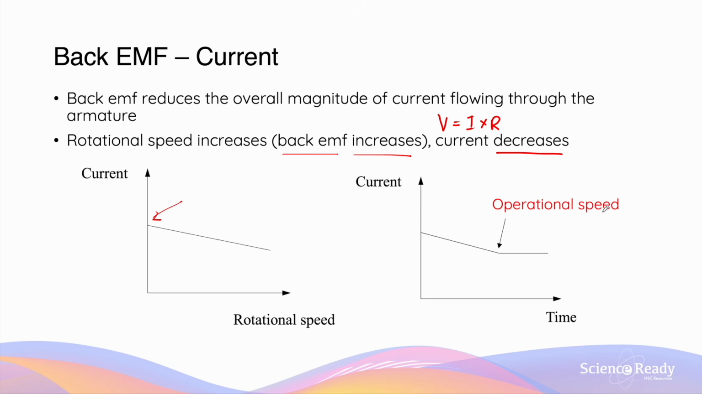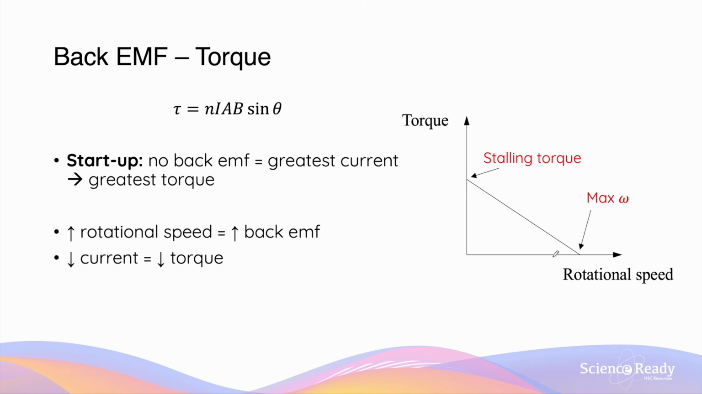At this operational speed, the rate of flux change will remain constant, and so the magnitude of back EMF will no longer increase, and it will also remain constant. So that means the magnitude of current flowing through the coils of the armature will remain constant as well. The magnitude of torque is heavily associated with the magnitude of current because the two variables are directly proportional. As current increases, the torque increases. As current decreases, the torque on the armature also decreases.